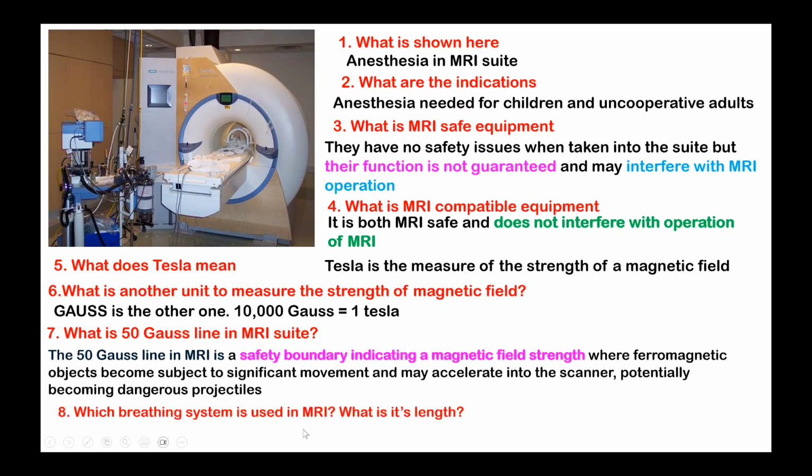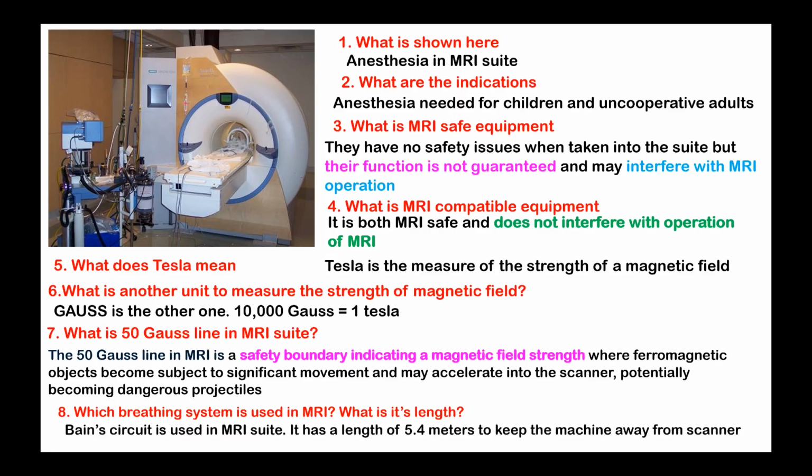Which breathing system is used in MRI and what is its length? Last class, when discussing breathing systems, we talked about this. The Mapleson D, the Bain circuit. Okay? Bain circuit is used in MRI. It has a length of 5.4 meters compared to the normal 1.8 meters which we use for regular cases.